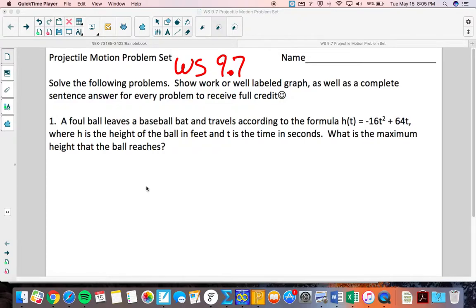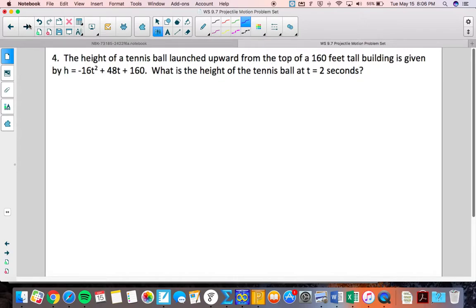This is worksheet 9.7, so we're going to be working with quadratic equations and parabolas, and using parabolas and the quadratic formula to understand the problem and answer the question. So this is worksheet 9.7. I'm going to skip ahead to number 5.